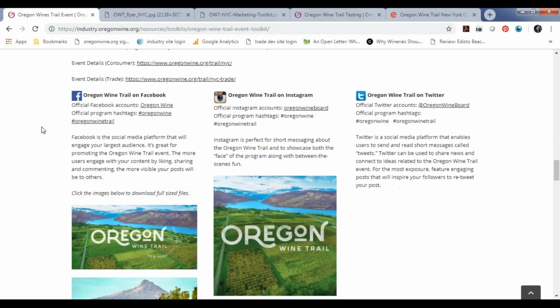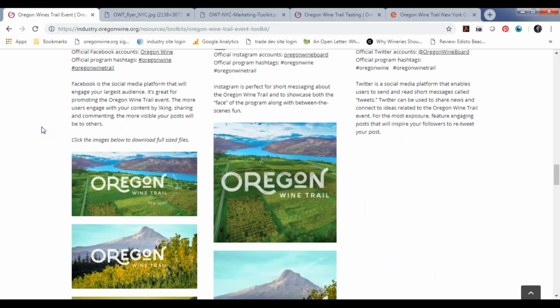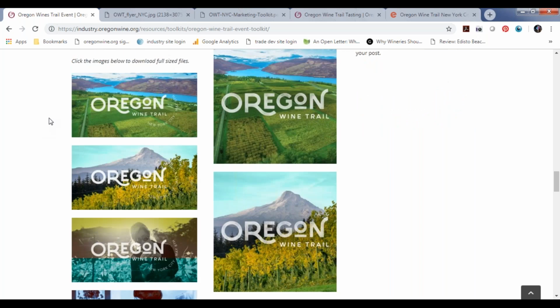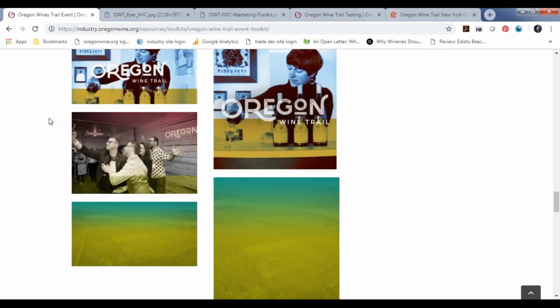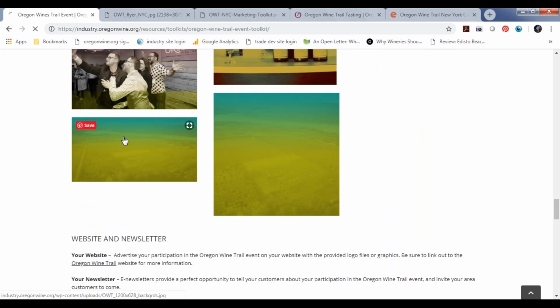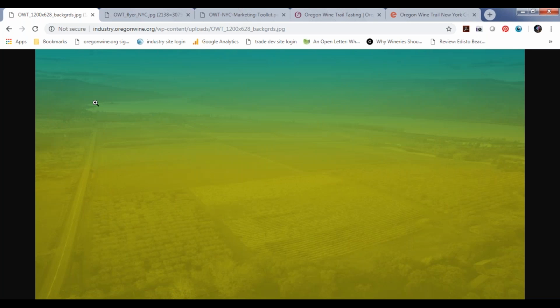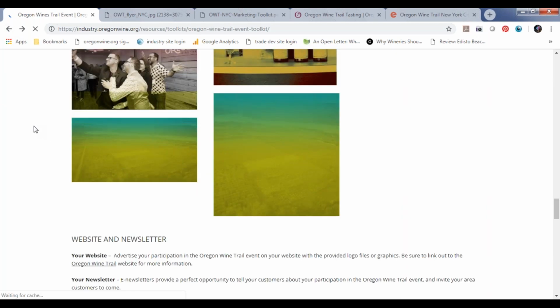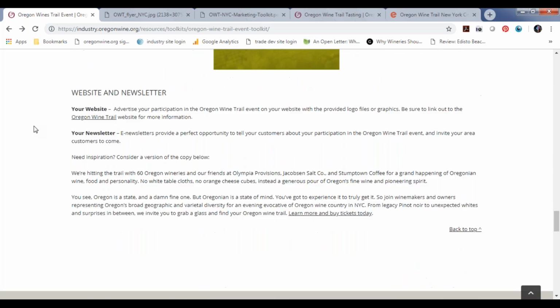Cool. And then we've got, again, this is a little bit of a repeat. If this is easier for some, there are social media suggested copy and images here for download. If you click on them, they'll take you to a larger version that you can then save to your desktop. So that takes us through the toolkit.